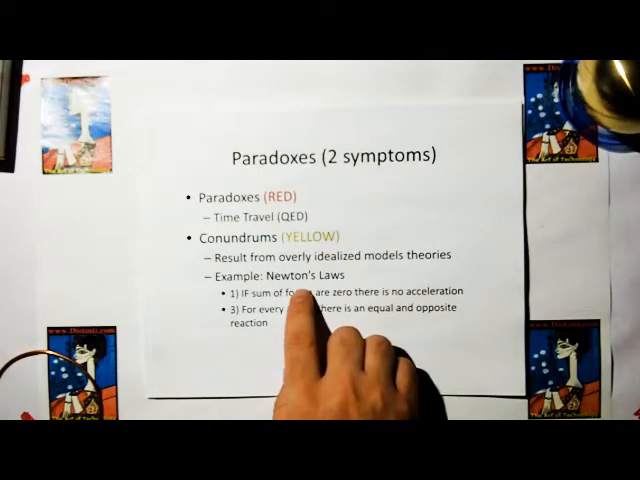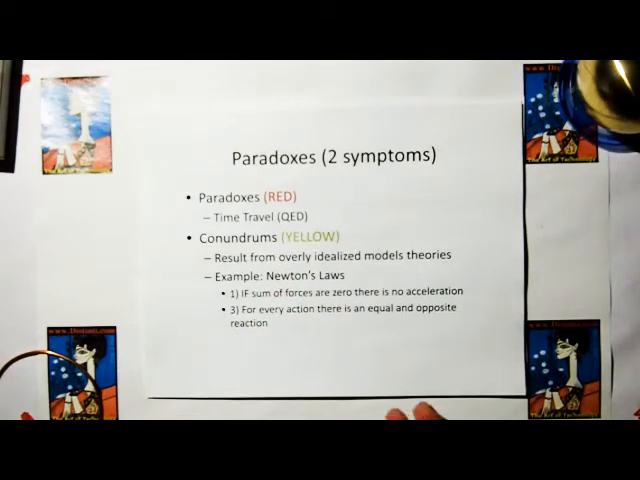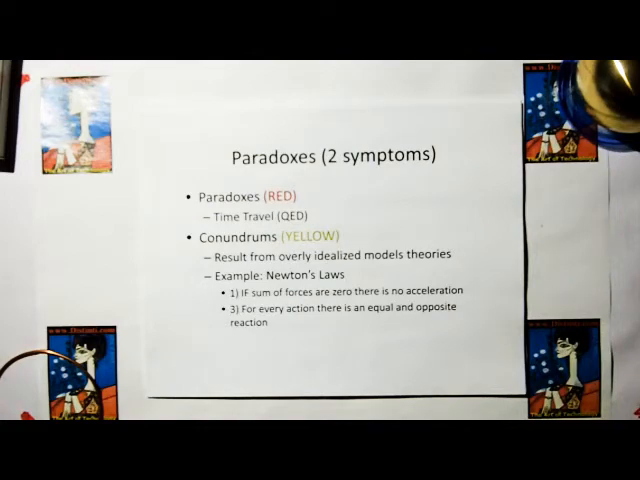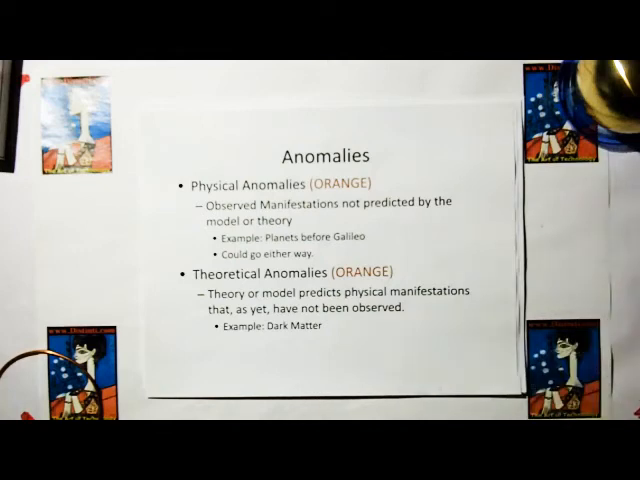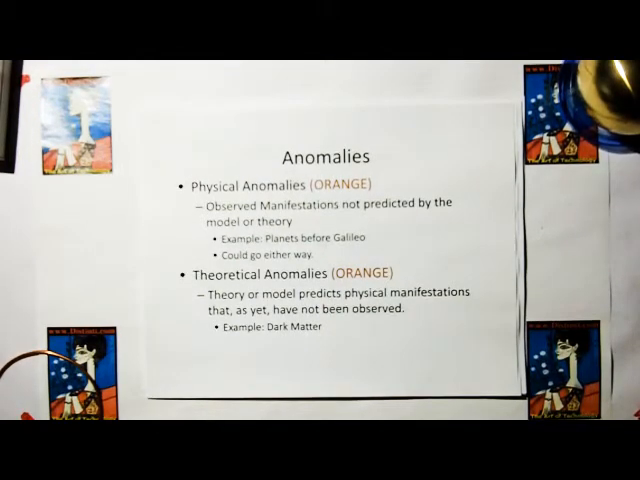So even though Newton's laws have a conundrum, which I'm going to show in a later video, I think it's 17, 18, and 19, that conundrum is actually resolvable and will make Newton actually a stronger base of models. Okay, then we have anomalies.